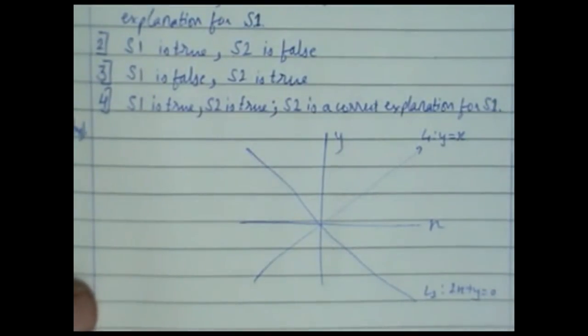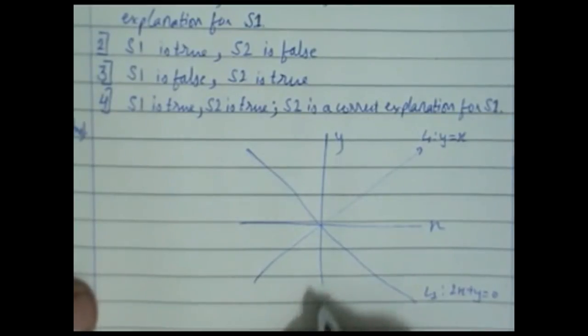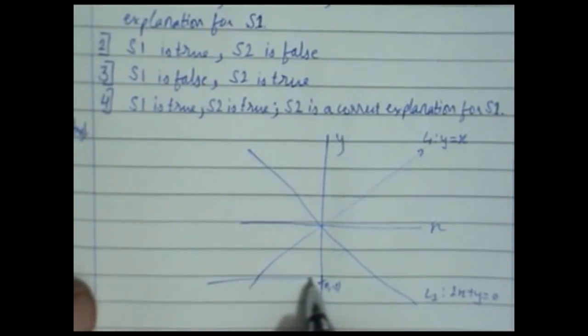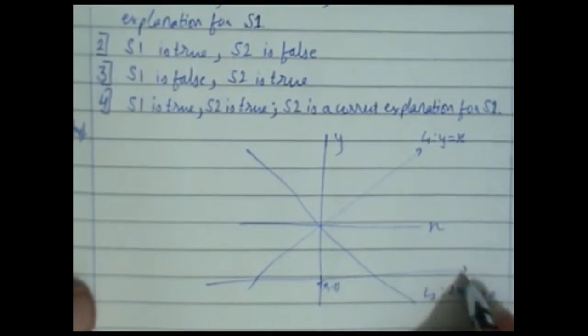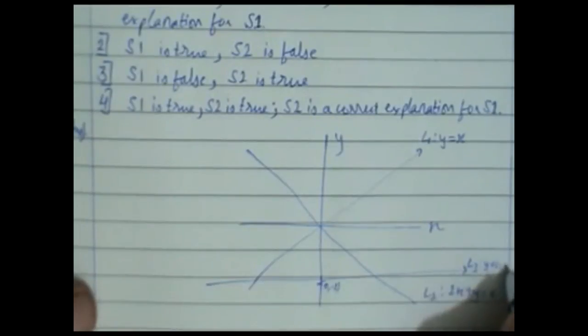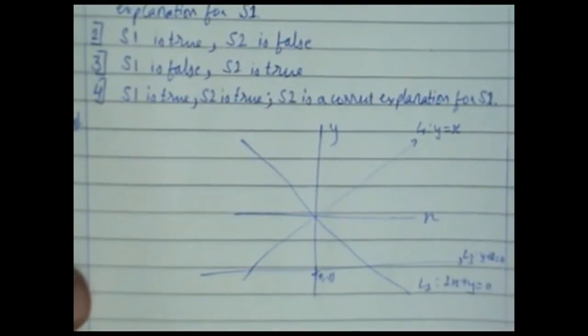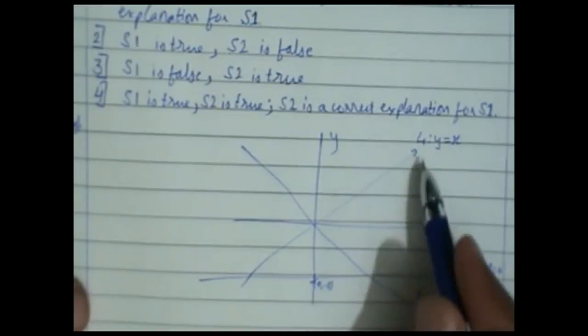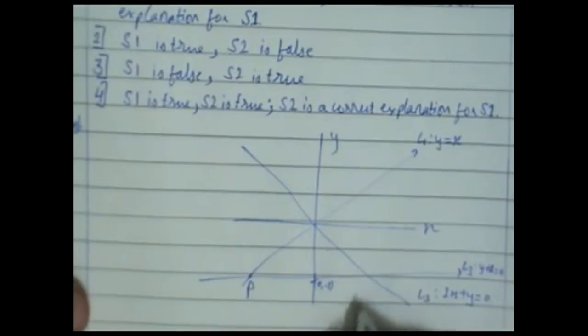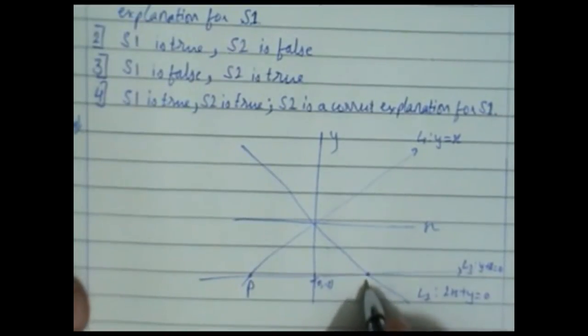Now L3 is y plus 2 equal to 0 or y is equal to minus 2. So suppose if this point is 0 comma minus 2, then y equal to minus 2 will be this line. So this line is L3, that is y plus 2 is equal to 0. So according to the question, L1 and L3 intersect at point P. So this is the point P, and L2 and L3 intersect at point Q.